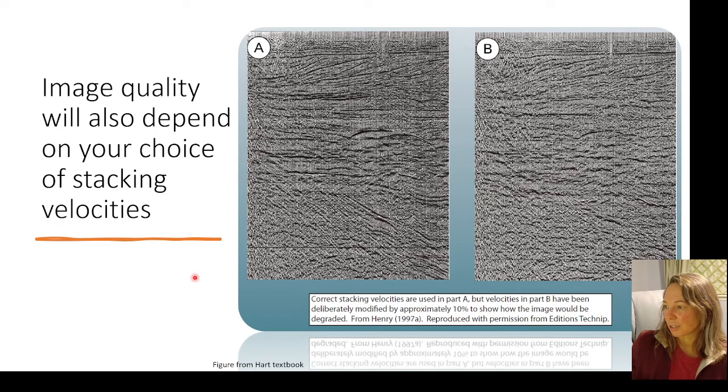This is an image that shows the difference between having correct stacking velocities on the left side in part A, but in part B, those velocities have been altered by about 10%, just to show you how the image becomes less coherent with incorrect velocities. You can see some lovely clinoforms up here in A, and those are much harder to interpret and they look much noisier in B.